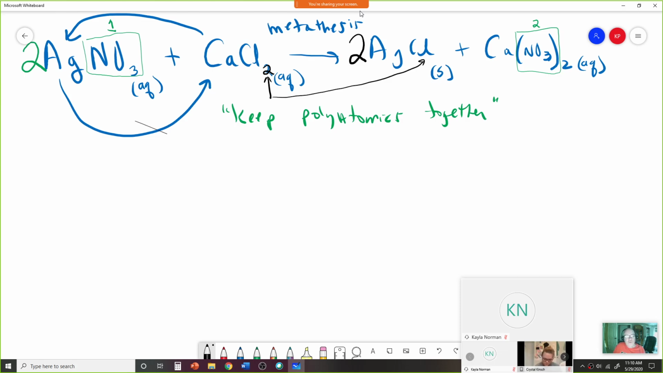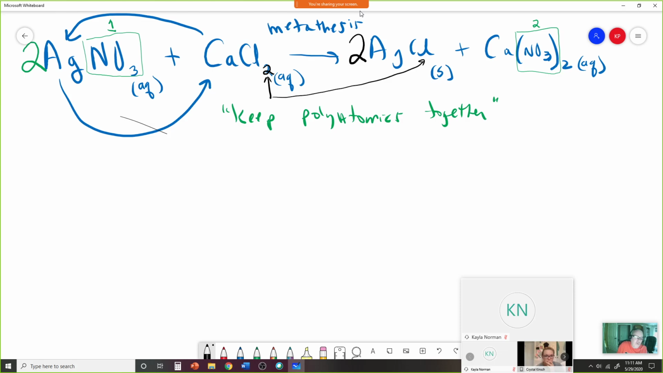So we have 2 silvers, we have 2 silvers, we have 2 nitrates, we have 2 nitrates, we have 1 calcium, I have 1 calcium, I have 2 chlorines over here on the left, I have 2 chlorines on the right. Y'all see that? Okay, so that's balanced. So when we're doing polyatomics, make sure that you keep them together.